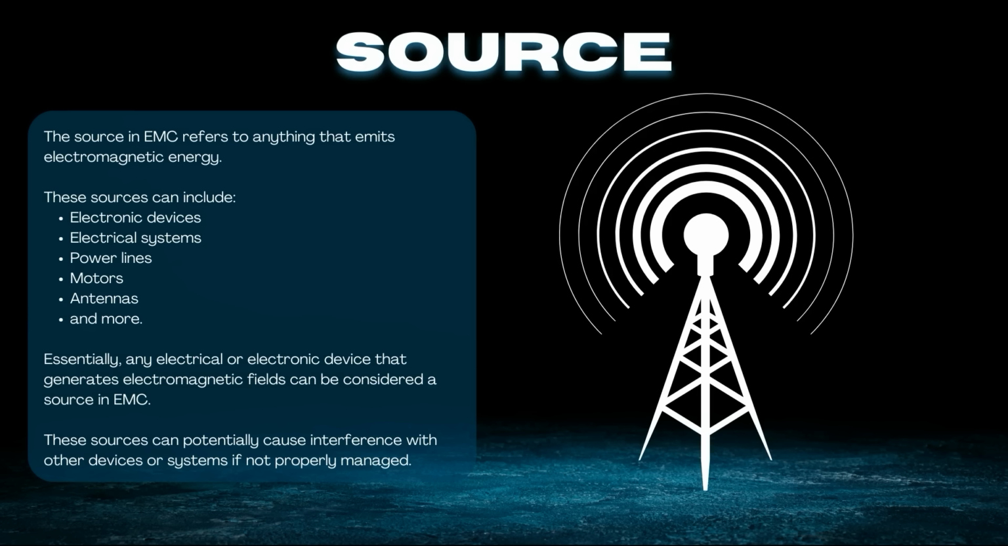The source is where the interference originates. Think of it as the originator responsible for creating electromagnetic disturbances. This can be an electronic device, a circuit, or any element within a system that generates electromagnetic noise. For example, a digital processor or a high-frequency component in a device can act as a source of EMI.